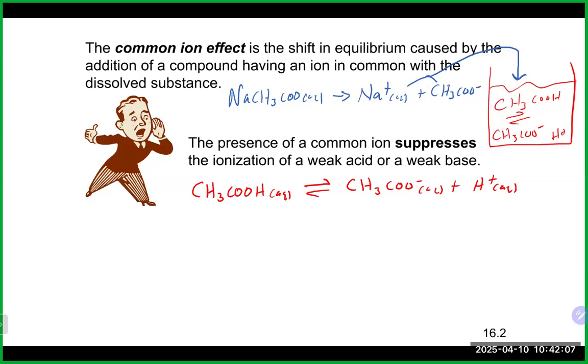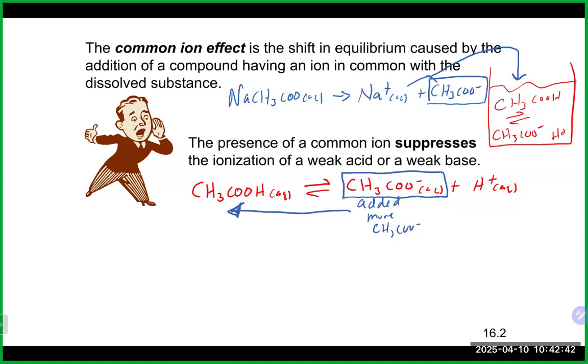When they go for a swim into the pool, hopefully you can see that we have now added more acetate. That is our common ion. And when we do that, based on Le Chatelier's principle, if I added more acetate, which way should the equilibrium shift in this case? It should shift away from the side you added it to, so it should cause the equilibrium to shift to the left in this case, right?